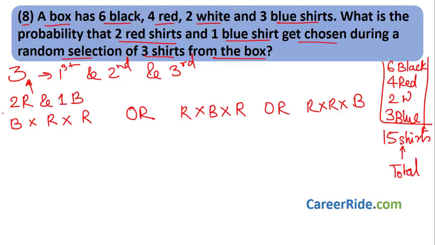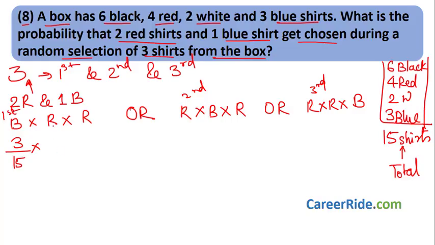Okay, now in the first scenario, where I choose blue, red and red, this is the second scenario, this is the third scenario. In the first scenario, first I choose a blue shirt. What is the probability of choosing a blue shirt? I want blue. How many blue shirts are there? 3. Total shirts 15 multiplied by, I take a blue shirt and keep it in my hand.